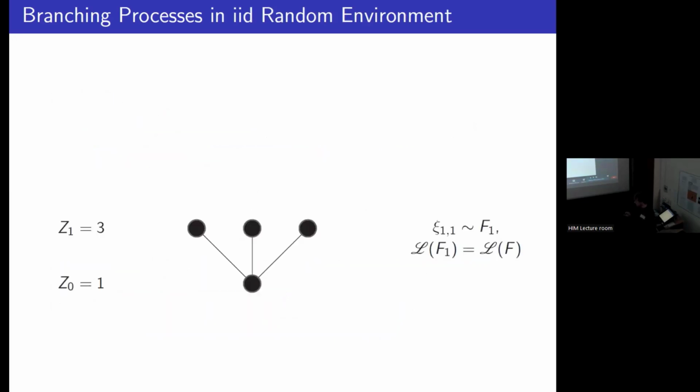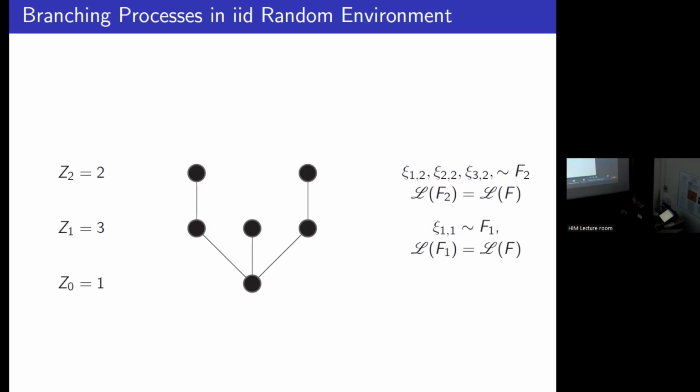Okay, so in order to get the first generation, we sample a random offspring distribution, which we will denote F1, and given that F1, we sample Xi11, which gives the number of offspring of the first individual. And now we just proceed in the same way. We sample the next offspring distribution, F2, again independently. And given F2, we sample for these three individuals here their subsequent offspring.